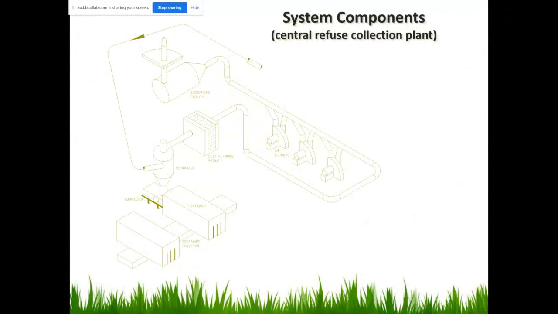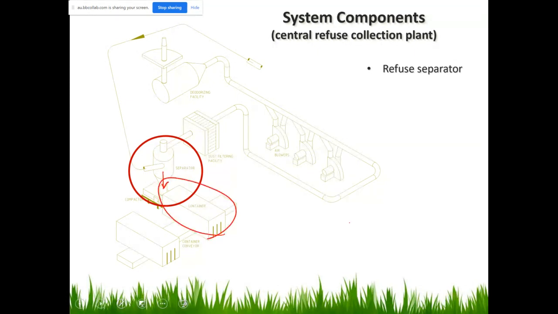Now, at the end, it's about the collection of all the solid waste collected from the tenants. So that means we have a refuse separator. Because in here there may be a lot of trash, and we need to separate it. Make sure the trash would be moving downward and then collected in a container.